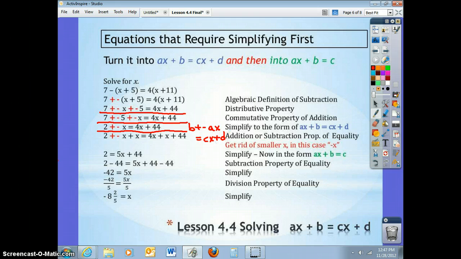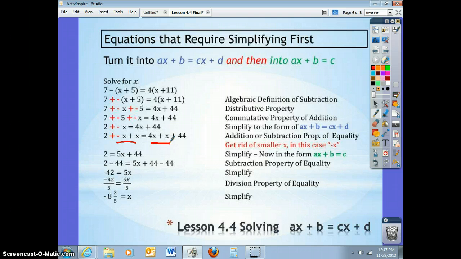And then we can look at what's the smaller x term. Is it this one here, or this one here? Clearly, it's the negative x, not the 4x. So since this one is smaller than that one, that's the one we want to get rid of. We're going to get rid of a negative x by adding x to both sides.